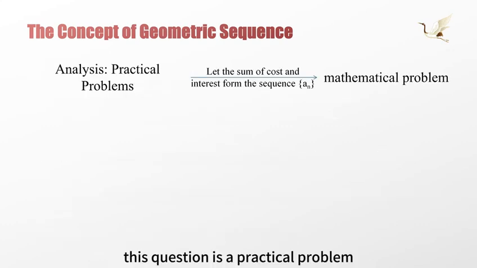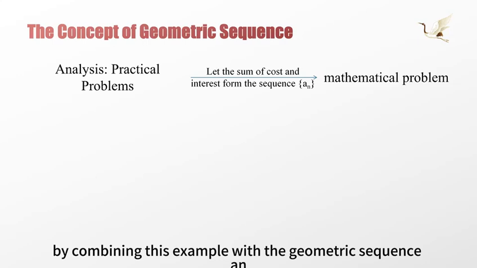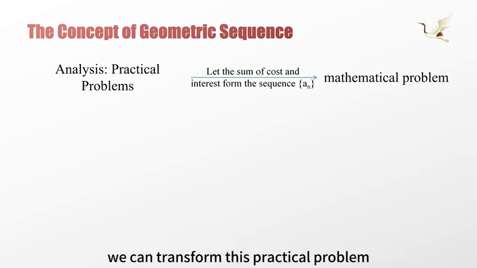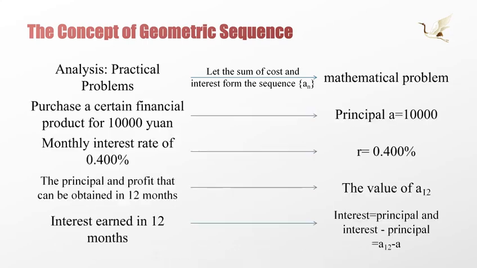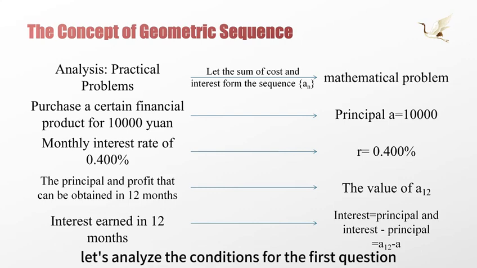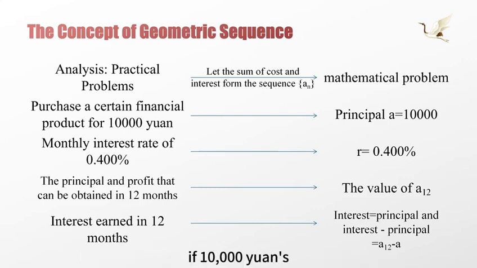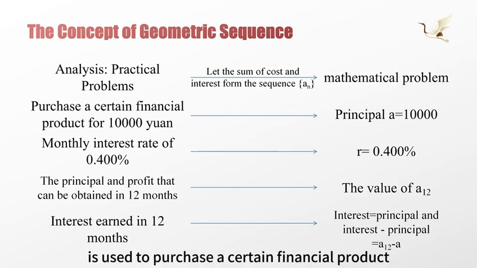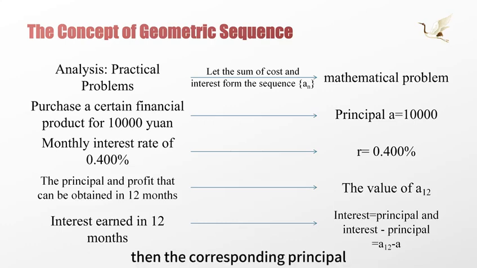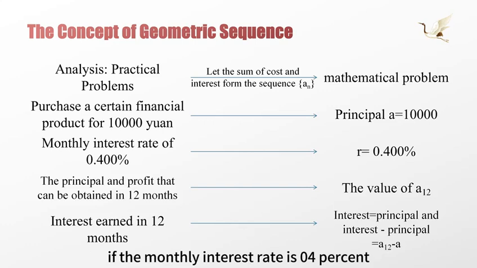This question is a practical problem. By combining this example with the geometric sequence a_n, we can transform this practical problem into a mathematical one, thereby finding a solution. Let's analyze the conditions for the first question. If 10,000 yuan is used to purchase a certain financial product, then the corresponding principal a is equal to 10,000 yuan. If the monthly interest rate is 0.4%, then the corresponding r is equal to 0.4%.